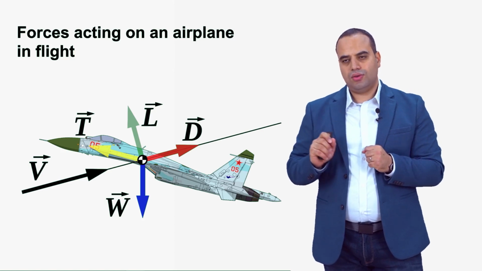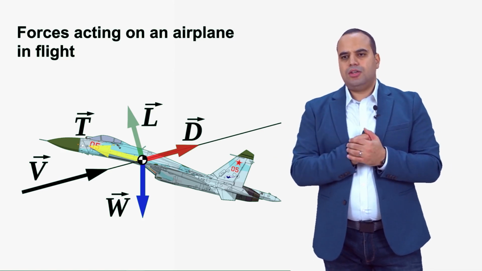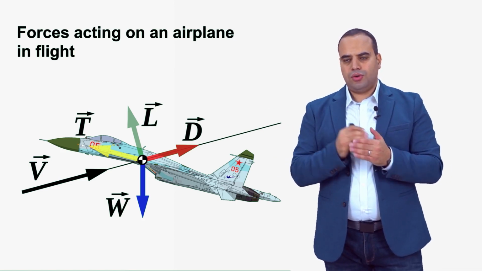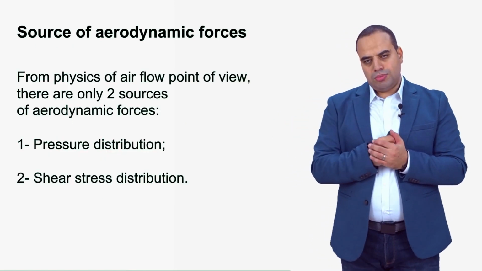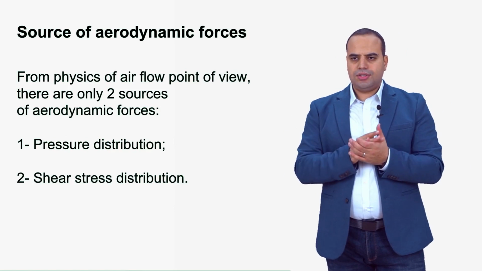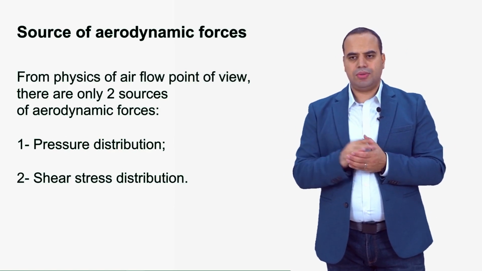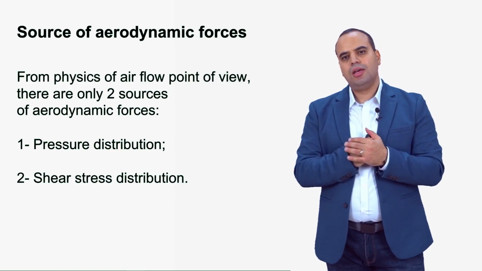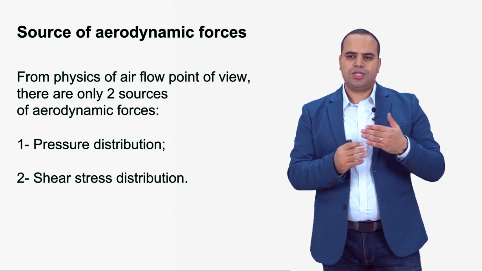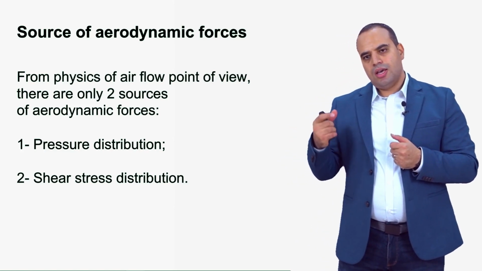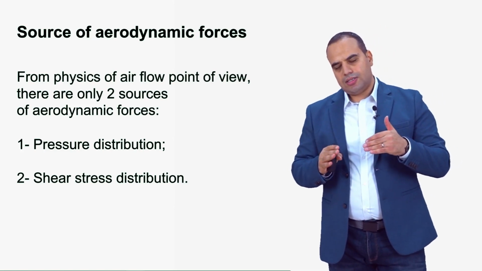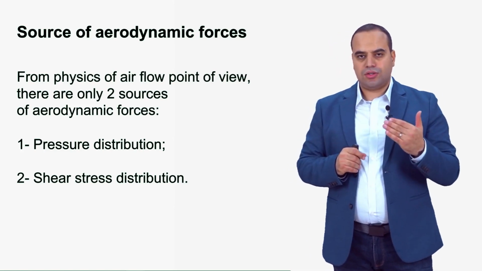We're going to see all the details about the drag here, which is a little bit more complex in terms of the origins and the sources. And the second source is the shear stress distribution. It's not very clear, and that's why it's going to take some effort to explain what the shear stress is, in fact, by definition. For now, we can just say that it's because of the viscosity of the air, right?